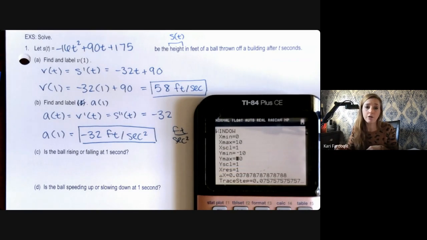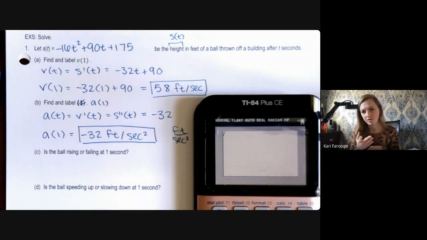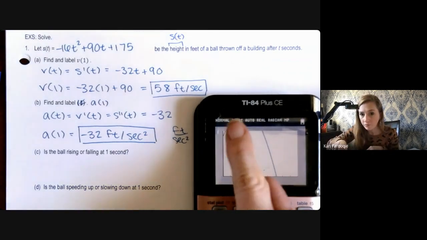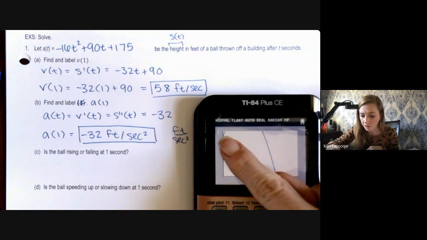But I automatically know that I go up to 175 feet at some point. So I'm going to let my y max at least be 200, and then we'll adjust. I'm going to leave a little bit of space here. We can have our y min be 0 because we're not sending the ball through the ground, right? Let's see what happens with this window, and then we'll adjust it. Because this is a skill.